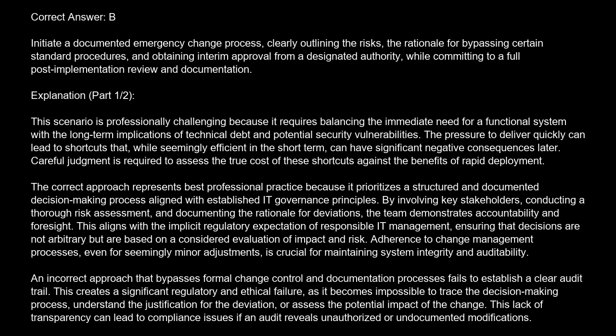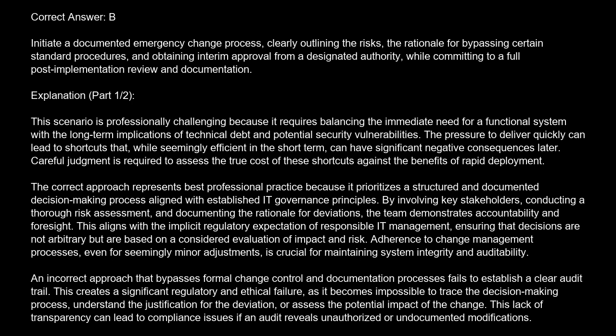deployment. The correct approach represents best professional practice because it prioritizes a structured and documented decision-making process aligned with established IT governance principles. By involving key stakeholders, conducting a thorough risk assessment, and documenting the rationale for deviations, the team demonstrates accountability and foresight. This aligns with the implicit regulatory expectation of responsible IT management, ensuring that decisions are not arbitrary, but are based on a considered evaluation of impact and risk.